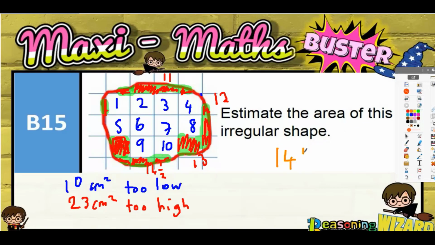14.5 centimeters squared. Now, because it says estimate, they always allow you a bit more or a bit less than this. So I would say anything 1.5 squares above, so maybe up to 16 would be okay, and 1.5 squares below, so maybe 13 would be okay. So I'd say anything between 13 and 16 centimeters squared is okay. Outside of that range, and you're probably going too low or too high.